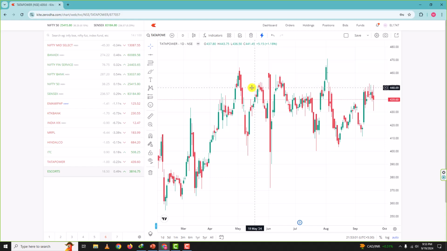Alright. So I am in my Zerodha dashboard and I have opened the chart of Tata Power, and this is a day chart. Okay? Before I explain the concept, I want to tell you that round numbers and a zone near round numbers act as supply or demand zones.